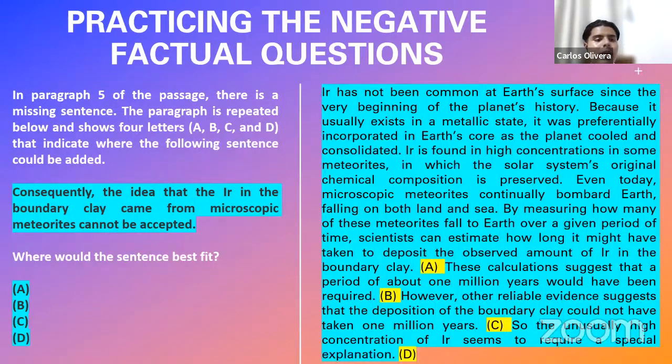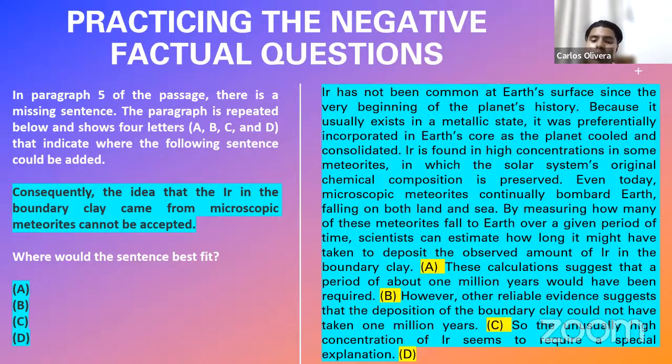Let us read the question. In paragraph 5 of the passage, there is a missing sentence, okay? The paragraph is repeated below and shows 4 letters, A, B, C, and D, that indicate where the following sentence could be added. As I say, this is the sentence. Let us read the sentence they want us to introduce in this paragraph. Consequently, the idea that the air in the boundary clay came from microscopic meteorites cannot be accepted.